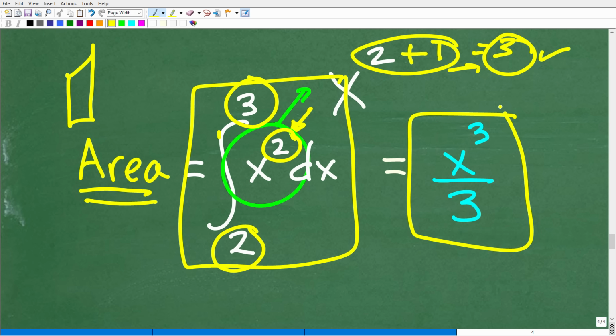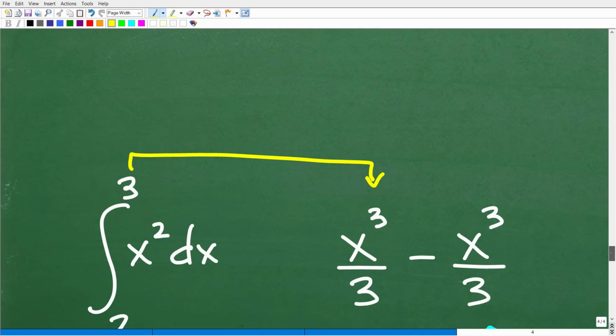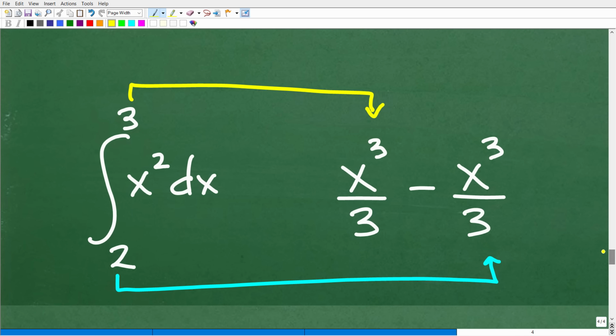Now we can actually calculate the specific area of this shape. All right, so let's go ahead and do that right now. And what we're going to do is the following. So here is our integral, right, which means add up all those skinny little rectangles or find the area underneath this curve from 2 to 3. And what we're going to do is take our answer to doing this integral, which is x cubed over 3, and we're going to subtract it from itself. Okay, x cubed over 3 minus x cubed over 3.